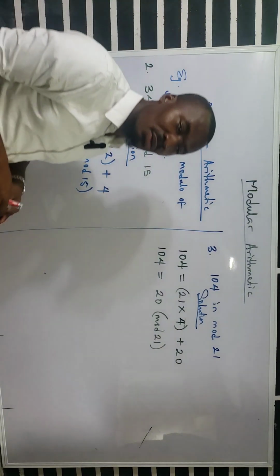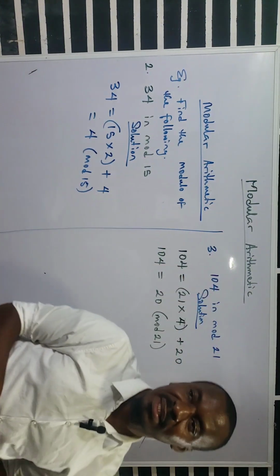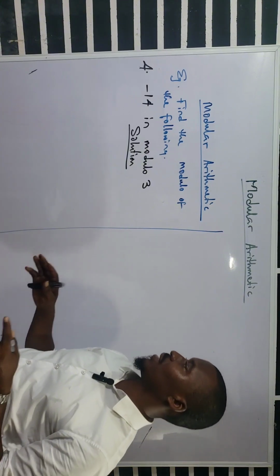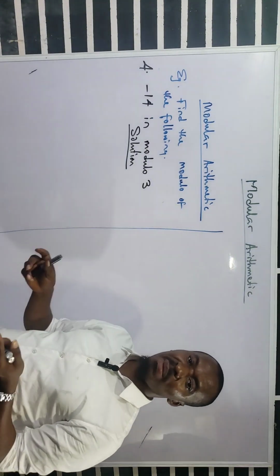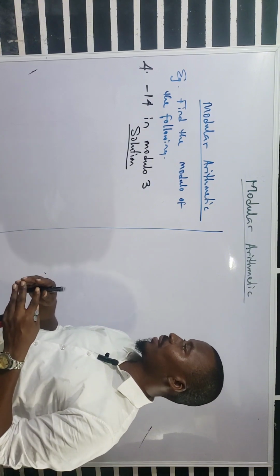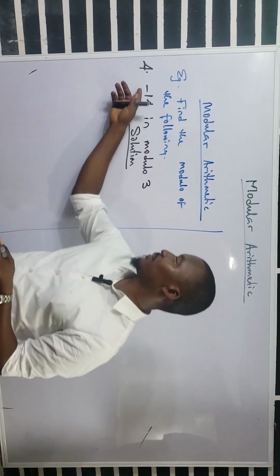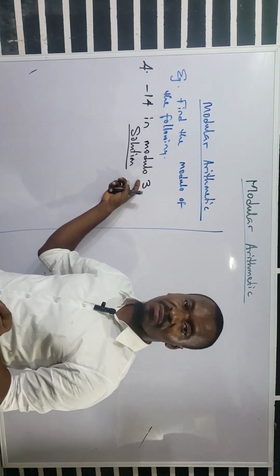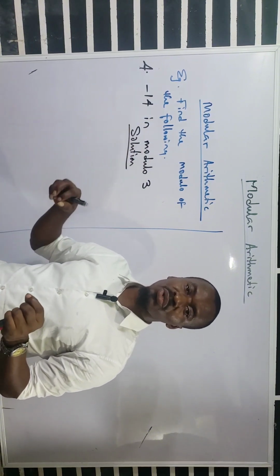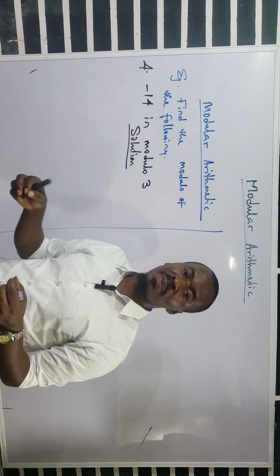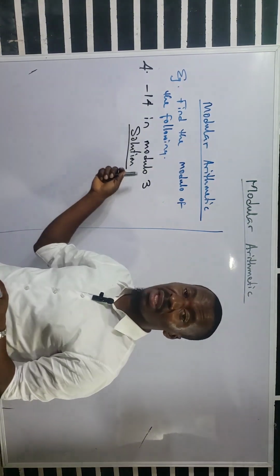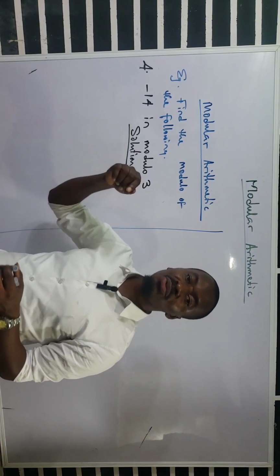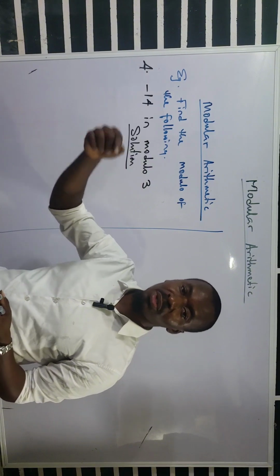Okay, so let us now look at negative numbers. Our fourth question is a negative number, minus 14 in modulo 3. Okay, remember what I said. If the number is positive and you want to use your calculator, you keep removing 3 from your number till you can no longer remove 3. That's when you have a number that is less than 3, because your 3 is your modulo. But if it's a negative number, then you need to keep adding your modulo.